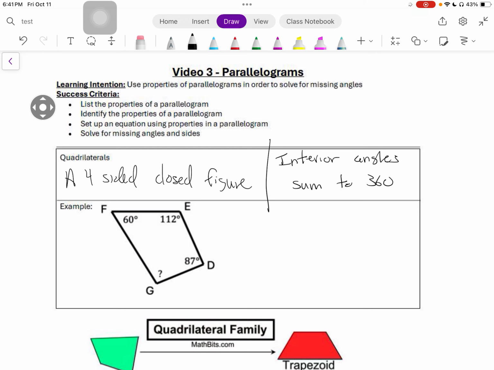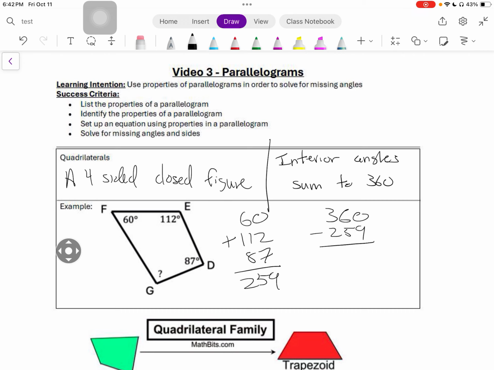So in the question we have below, just to get started, just to make sure we have some easy questions to start, all four of these angles, 60, 112, and 87, and this question mark, should add up to 360. So as we do with triangles, we'll take the 60, add 112 and 87, and we'll get 259, and then we can do 360 minus 259 to get our missing angle of 101. All right, so this angle here would be 101.